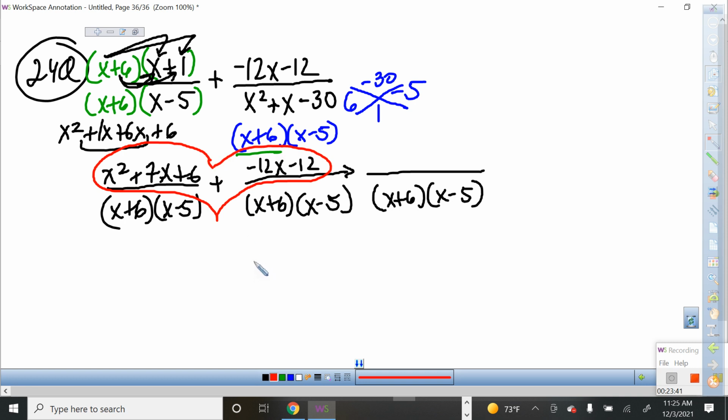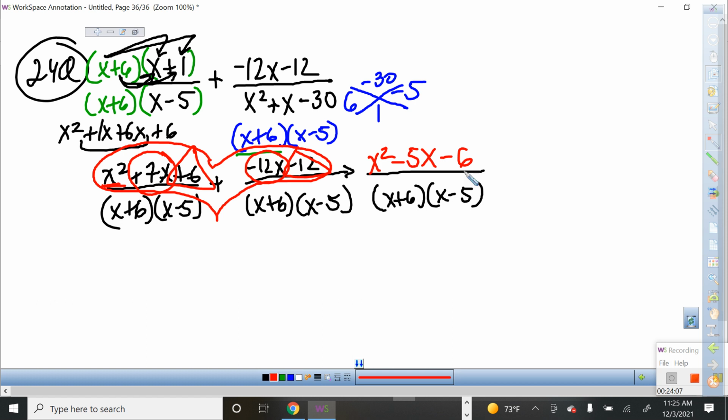So, what do we have? X squared. Is there another x squared over here? No. Next, 7x and negative 12x gives me negative 5x. Then I got 6 minus 12, that is negative 6.